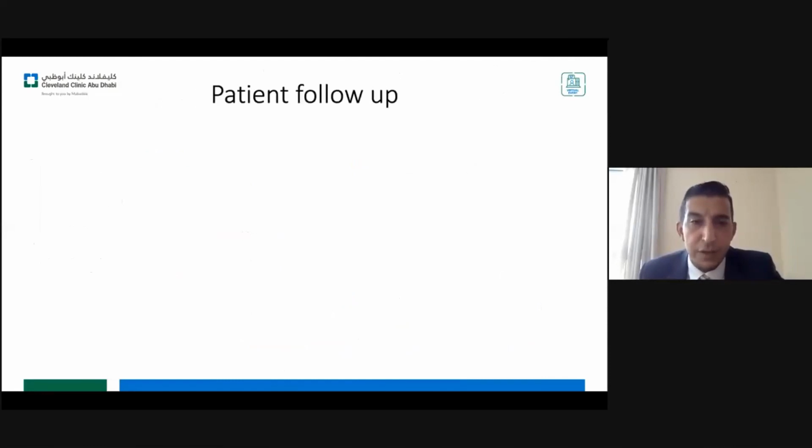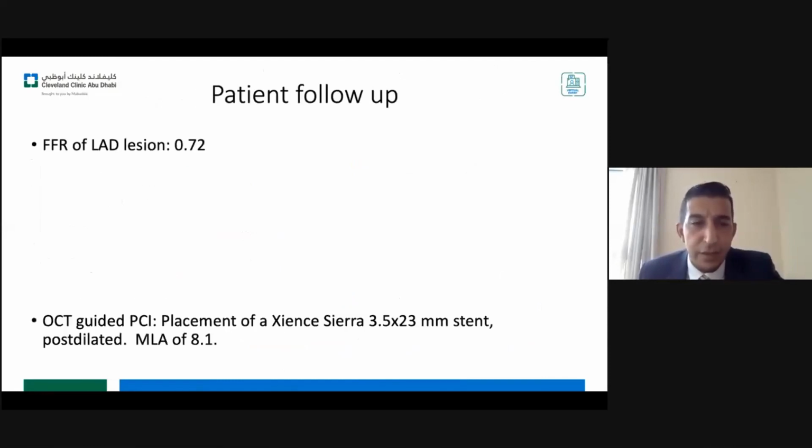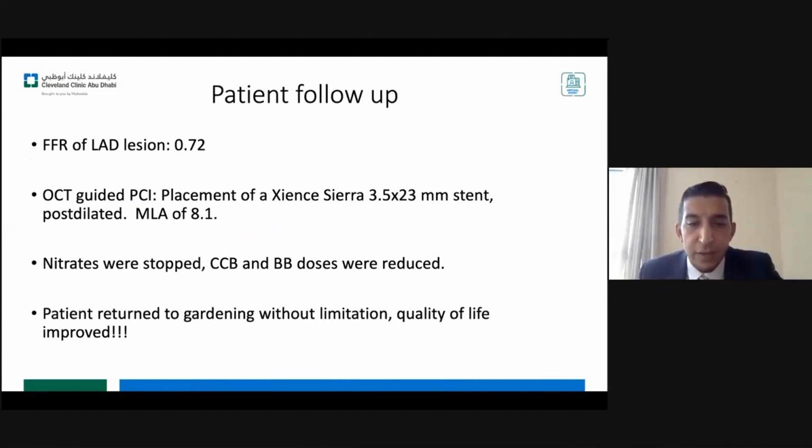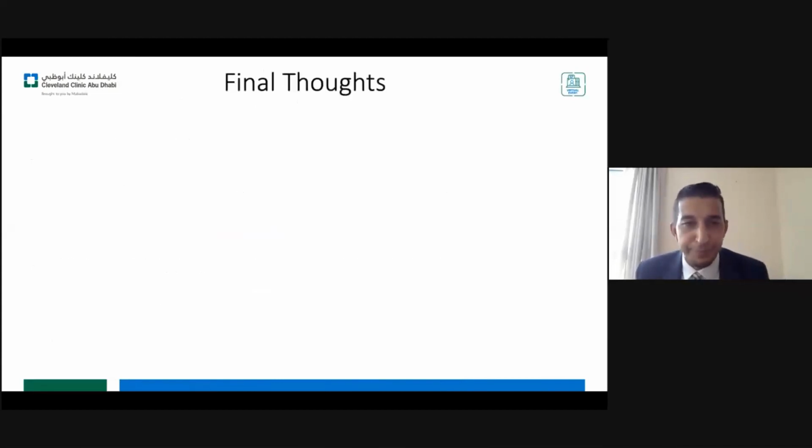So back to our patient. The FFR of his LAD lesion was 0.72. He underwent OCT guided PCI with placement of a Zion Sierra stent, 3.5 by 23, post-dilated. We achieved an MLA of 8.1. His nitrates were stopped in follow-up. His calcium channel blocker and beta blocker doses were reduced. And he returned to gardening without limitations, and his quality of life improved.